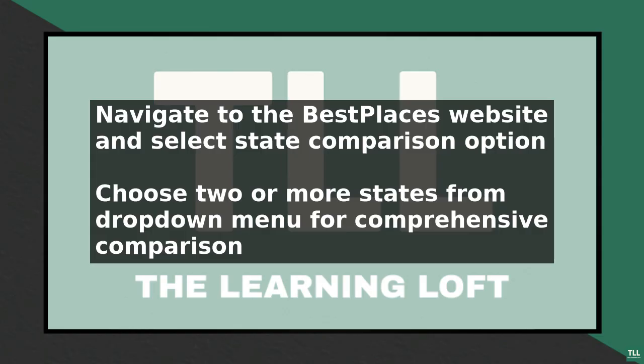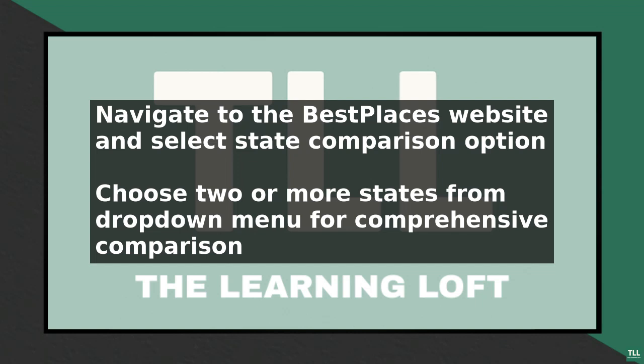First, choose 2 or more states you want to compare from the drop-down menu. You can select up to 5 states for a comprehensive comparison. Once you have selected your states, click the Compare button to generate a detailed report.